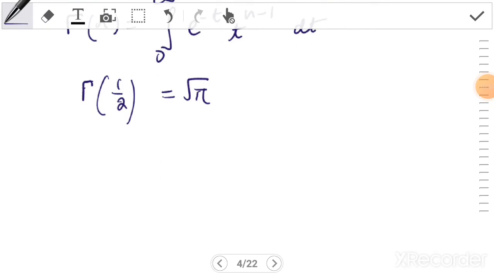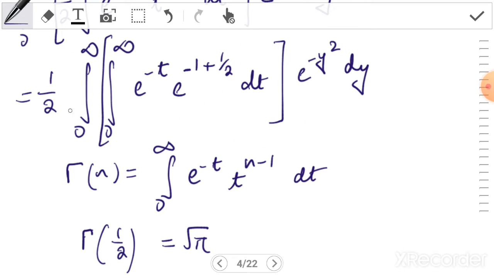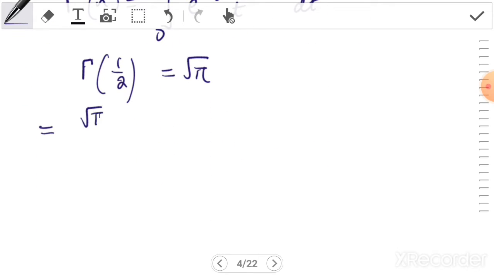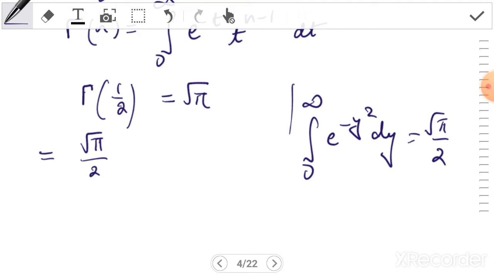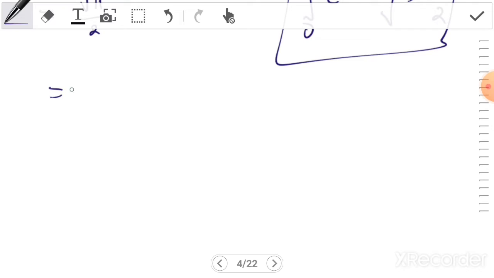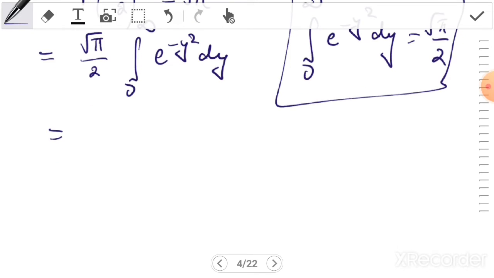So this can be rewritten as root pi by 2, and similarly you will get 0 to infinity e power minus y square dy. If you evaluate this, you will get root pi by 2. So we have root pi by 2, and 0 to infinity e power minus y square dy, and if you evaluate this it will come again as root pi by 2. So the answer will be root pi by 2 into root pi by 2, which is pi by 4.